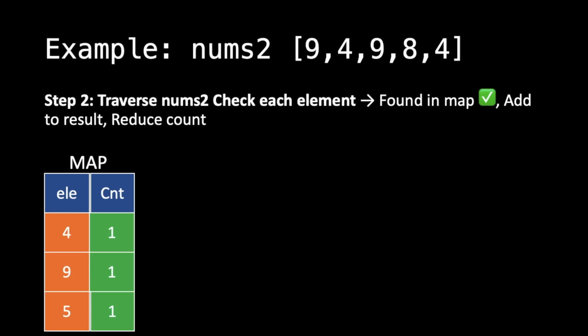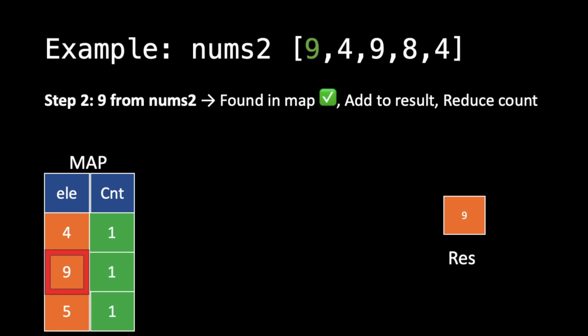Now the second step says we need to traverse nums2, the second array, that is 9, 4, 9, 8, 4, and check whether each element is found in the map or not. If the element is found in the map, we add it to the result and reduce its count in the map. The first element of nums2 is 9. We can clearly see 9 is in the map, so we store it in the result array and decrease its count. Initially its count is 1, now it becomes 0.